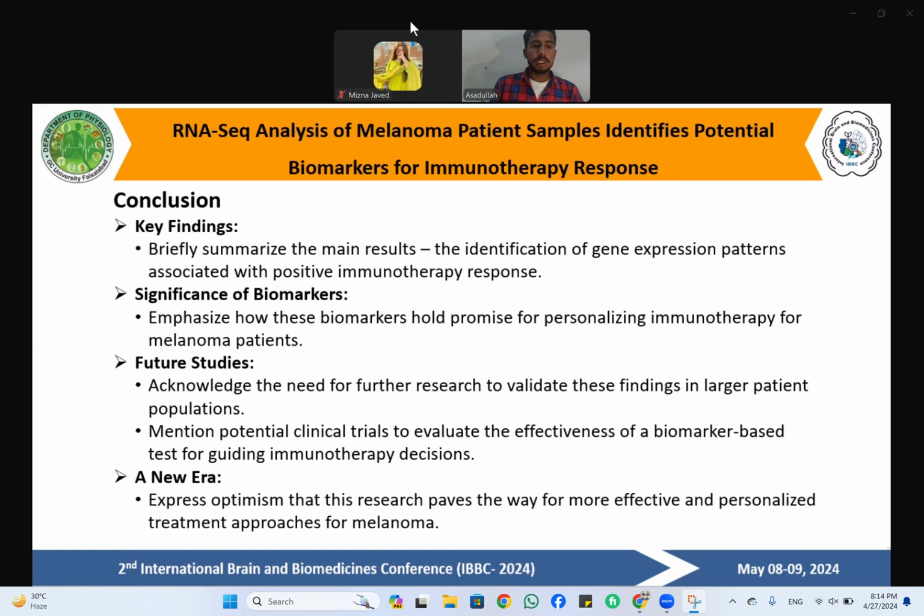Future studies. The need for further research to validate these findings in larger patient populations. Mention potential clinical trials to evaluate the effectiveness of a biomarker-based test for guiding immunotherapy decisions. A new era. Optimism that this research paves the way for more effective and personalized treatment approaches for melanoma.